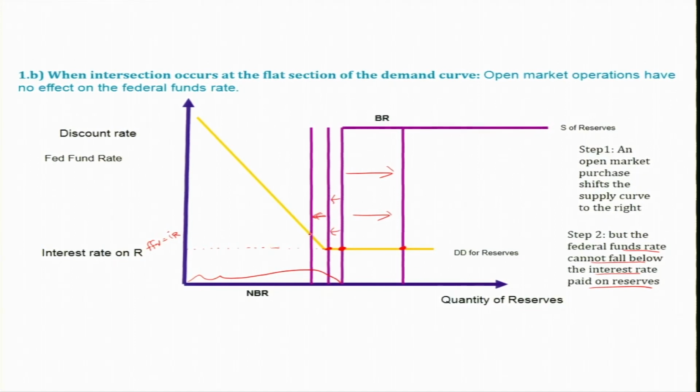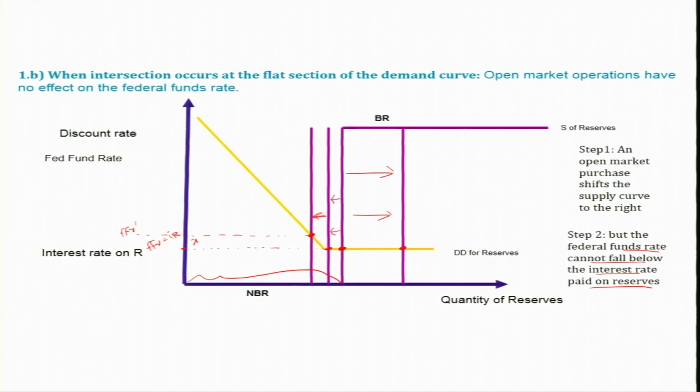Then you can see that now the intersection is happening at the downward section of the demand curve. So now you can see that this is the new Fed fund rate, that means it is greater than the initial Fed fund rate. That means the Fed fund rate increases if the intersection happens at this point.